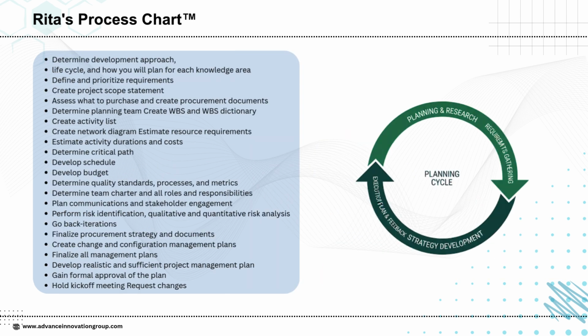In the planning phase, Rita's process chart emphasizes building a strong foundation for the project. It starts with determining the development approach, the life cycle to follow, and planning for each knowledge area. Requirements are defined and prioritized, leading to the creation of the project scope statement. Procurement needs are assessed and documented, while the planning team is identified.